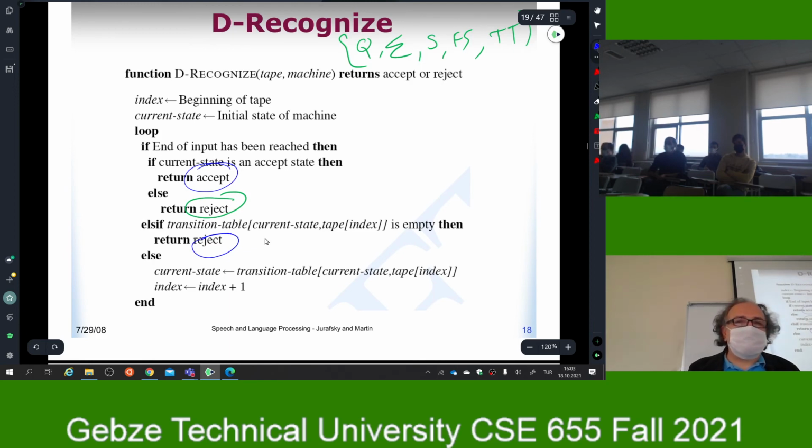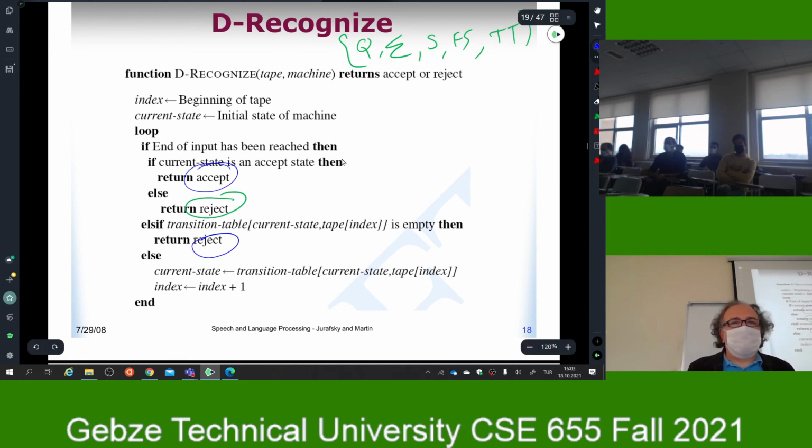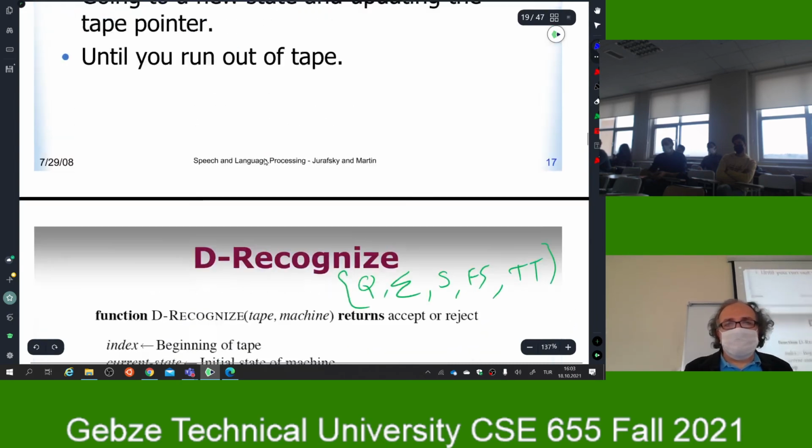So there are two things that you can get out of this D-recognize. It is either accept or reject. Okay? That's it. Let's look at this. When does the accept happen? If the end of the input has been reached and the current state is an accept state, then it is accept. If the end of the tape is reached and the current state is not an accept state, then it is reject, right? Let's look at this one.